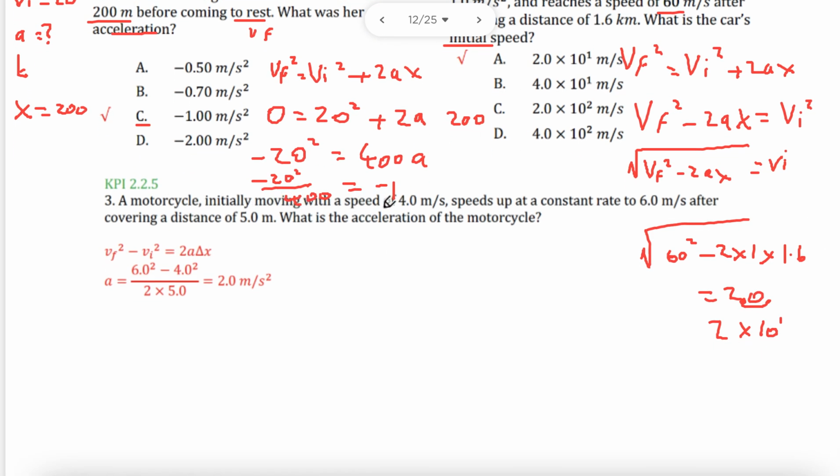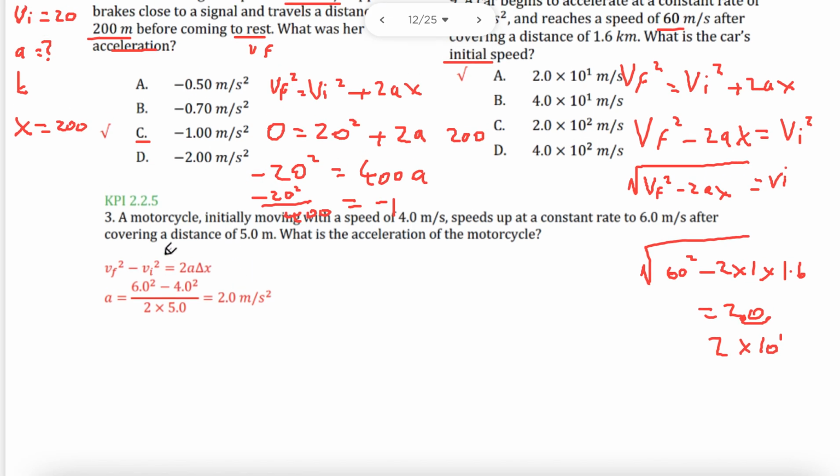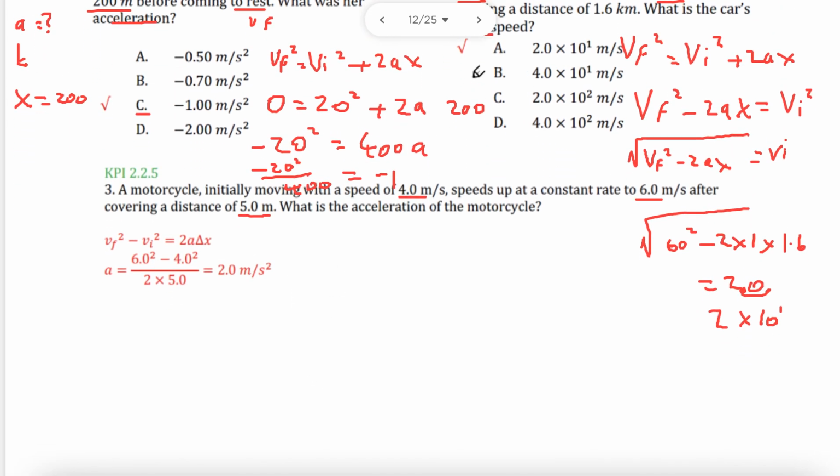This one over here, we have this motorcycle that speeds up at a rate, and again, it's the same thing. So to speed things along, I'm not going to go over it. It's very self-explanatory. We have the distance, which is x. We have a starting speed, which is 4. We have a final speed, which is 6. If you put this stuff into there, you will get your answer for this one.